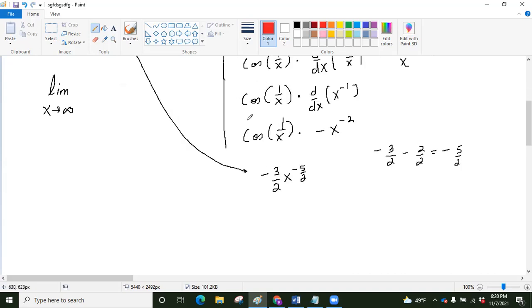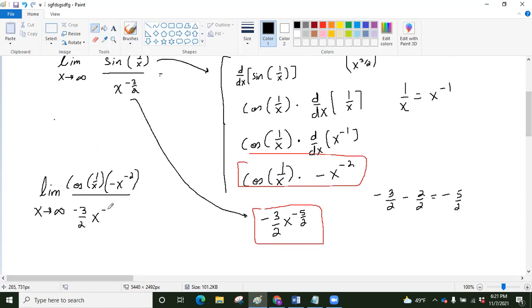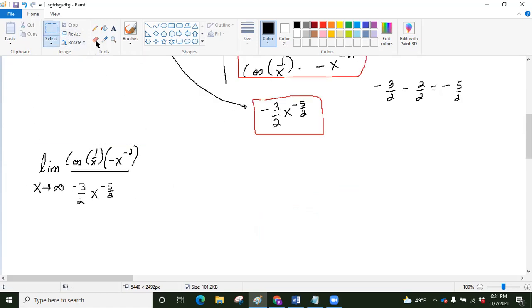So basically, these are our derivatives here. So we can put that back over here in terms of the limit. We'll put the derivative at the top. We'll say this is cosine of 1 over x multiplied by minus x to the negative 2. And in the bottom, we have negative 3 over 2 times x to the negative 5 over 2. And at this point, it's a matter of judging whether or not we'll still get an indeterminate form.